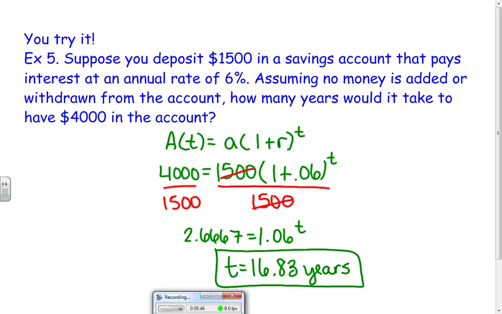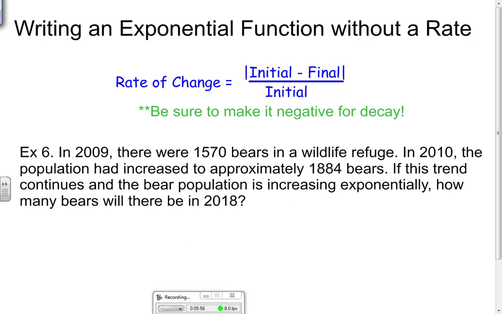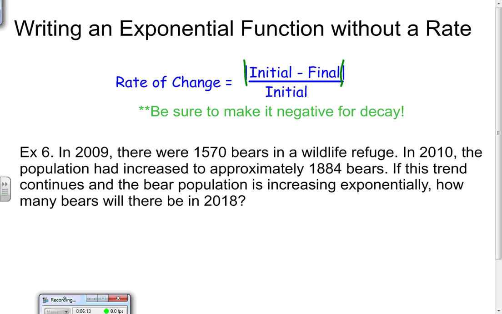Don't forget that when you're looking for the variable t in the air, you do need to use the table function. If they don't give you a rate of change, you have to do that first. I want to point out in this one that you do have to take the absolute value in the numerator. You ignore any signs that are there. But then if it is a decay or if it's depreciating, you do need to make it negative before you keep moving.